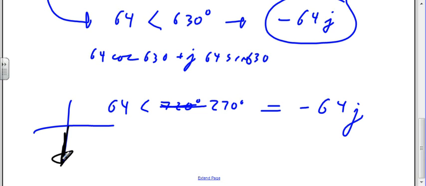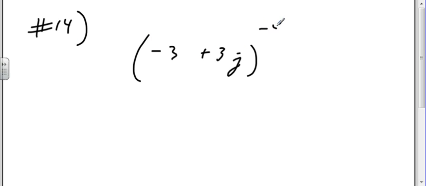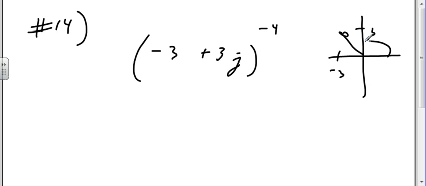Okay, guess we'll do 17 next. Number 17: minus 3 plus 3j raised to the minus 4. Okay, well, minus 3 is there, plus 3 is there. So my angle is going to be what? 135. So I know my angle is 135.